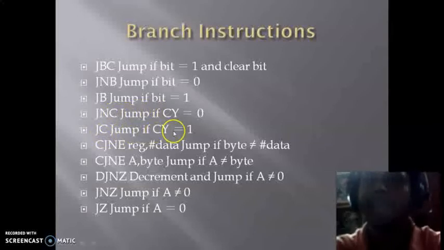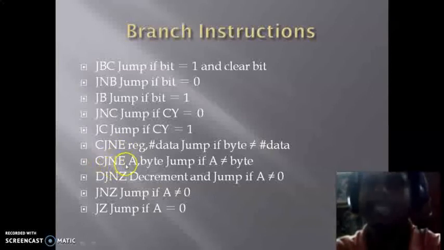JC: jump if the carry is equal to 1. If carry is generated, meaning the carry is set as 1, at this time it will jump to a particular location associated with this instruction. Next, CJNE register comma data. For example, a particular byte is stored in a register. If it is not equal to the data, then it will jump to a particular location associated with this instruction.